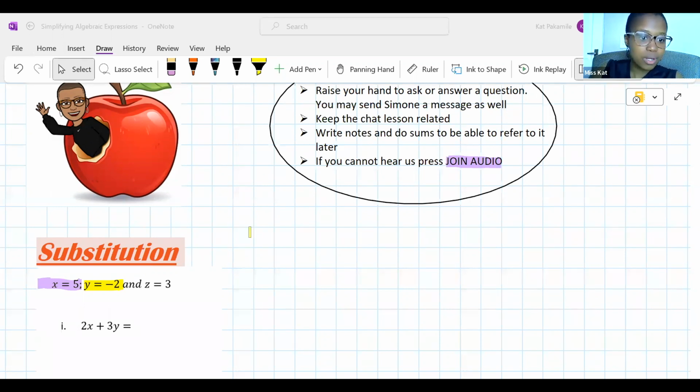That would be correct, guys. Pretty straightforward. So wherever you see a Y, you're going to substitute -2. And wherever you see an X, you're going to substitute 5. Now, when you substitute, 2X is the same as 2 times X.